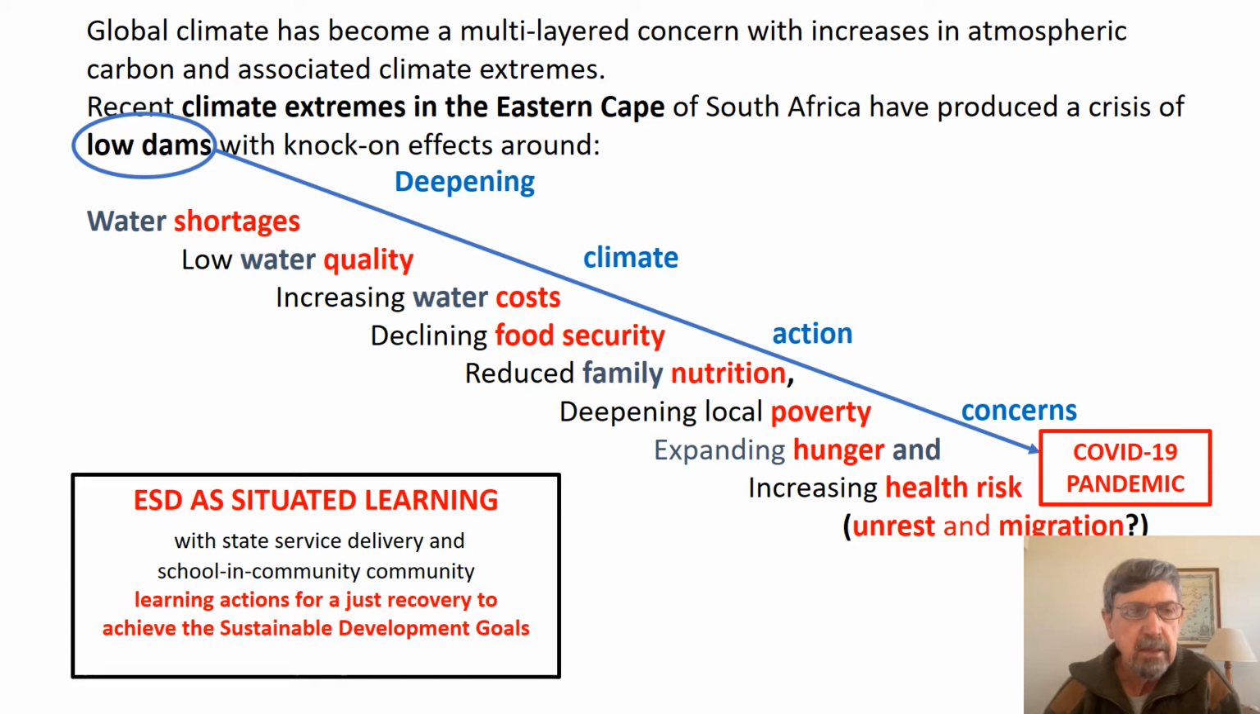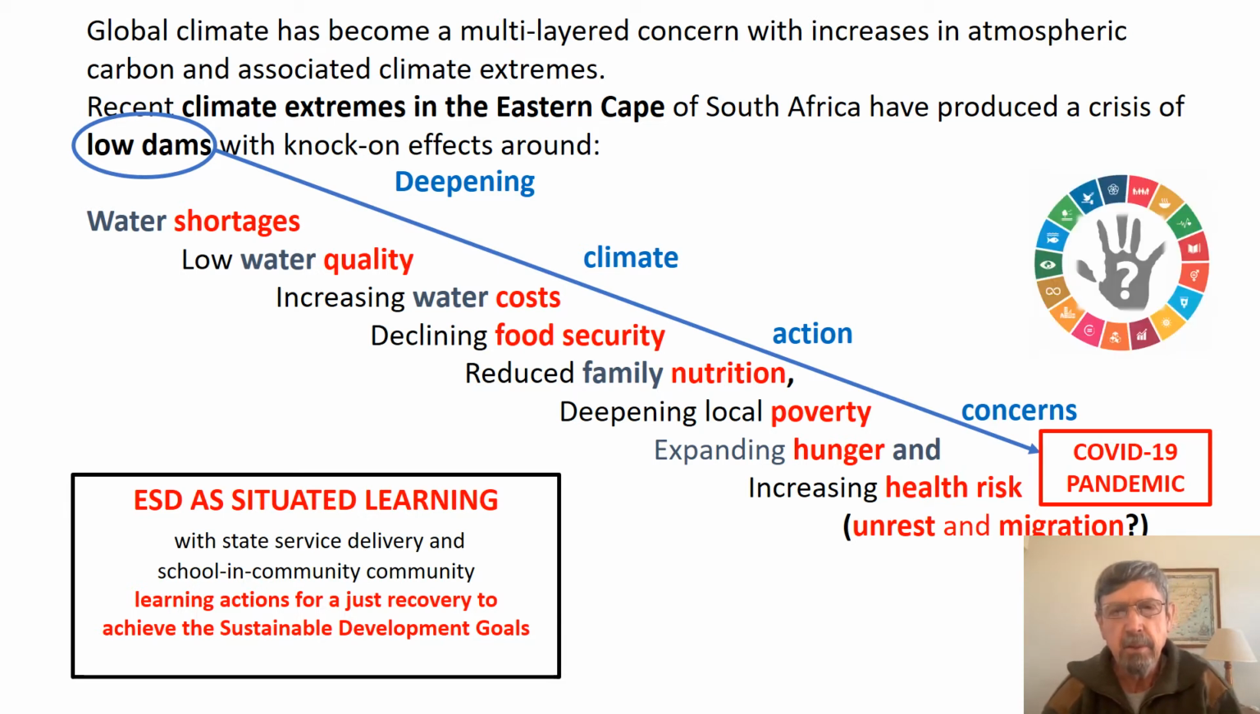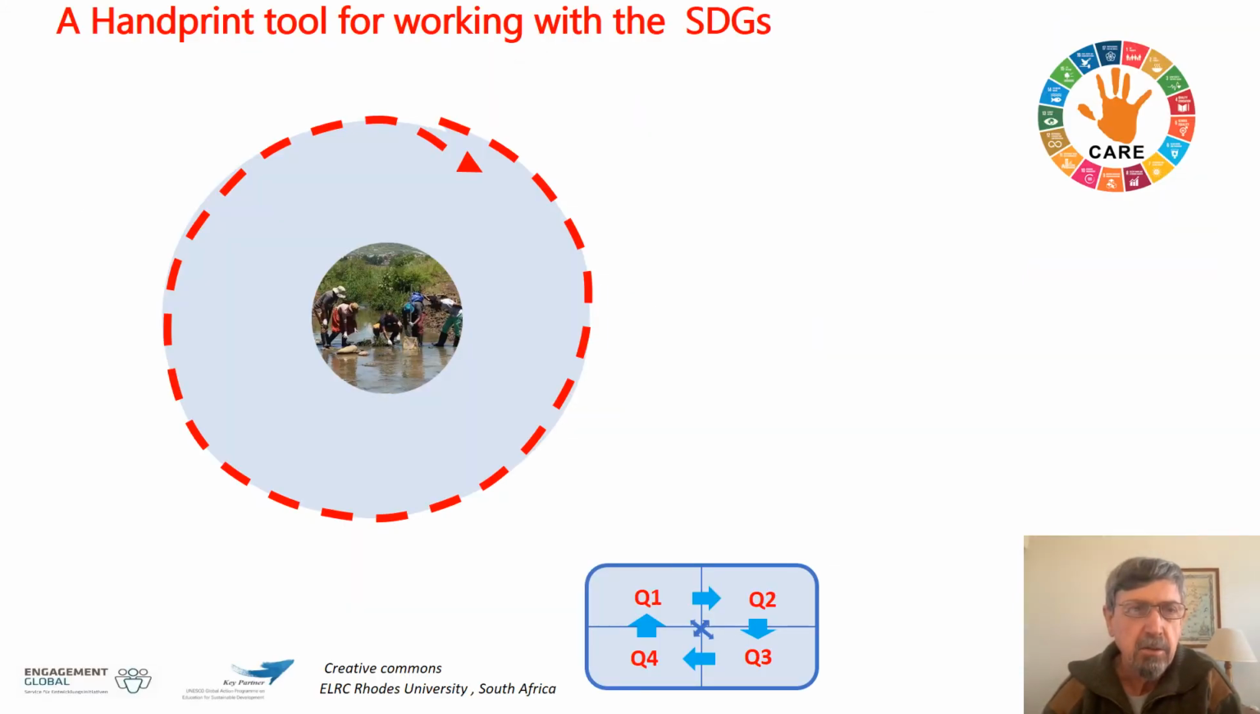So what one gets is ESD as situated learning, where we have problems with state service delivery. And then we have ESD in school and community situations of learning actions for a just recovery to achieve the Sustainable Development Goals. And the Sustainable Development Goals thus becomes a key tool. And one gets youth groups and school groups going down to their local river, as shown in this picture, from Popomeni area, where they're doing a mini SAS study.